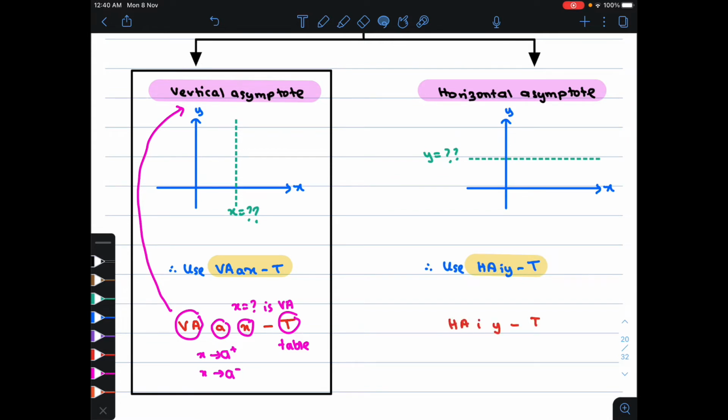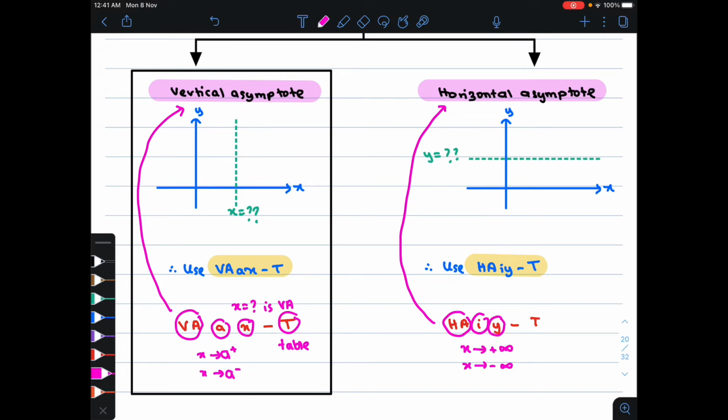So, what does HIT stand for? HA means that you need to find the horizontal asymptote. I here stands for infinity. So, you need to find what happens to your graph as x approaches positive infinity and x approaches negative infinity.